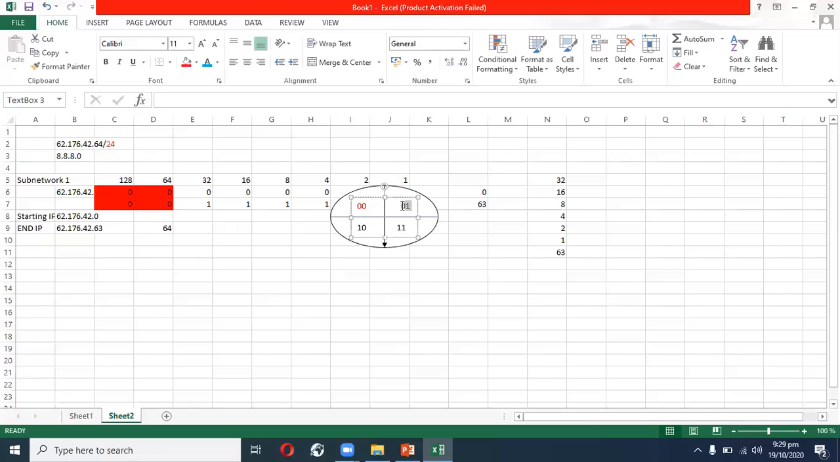Now let's do it for 01. Give it a color blue. Okay, now our subnetwork 2. The method is the same for all of them.